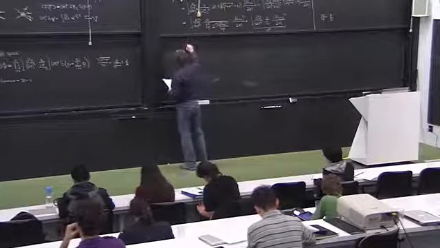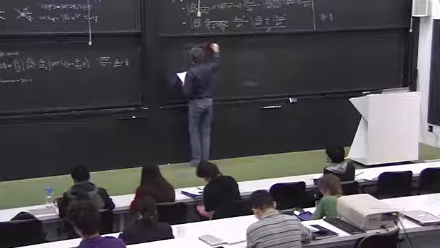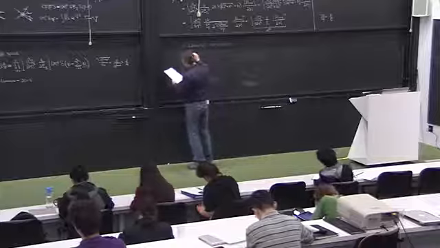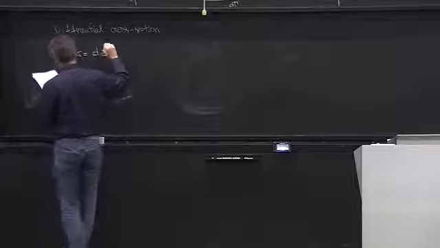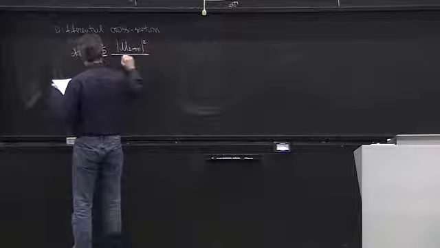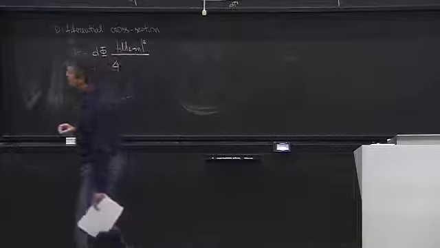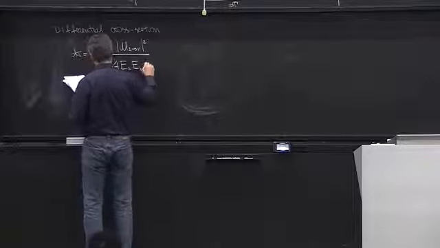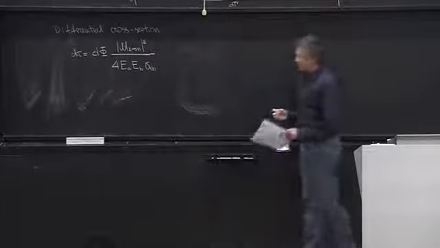So we thus find for the differential cross-section the following formula. It will be equal to the phase space times the matrix element squared, and then divided by 4 times the energy of the A particle times the energy of the B particle, and divided by their relative velocity.